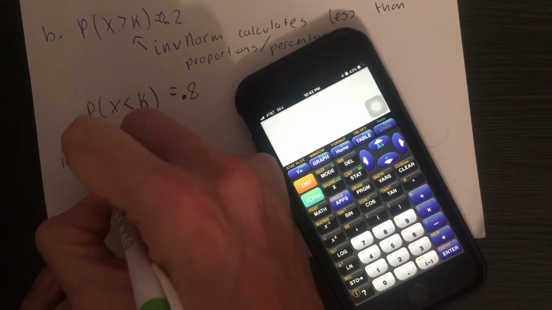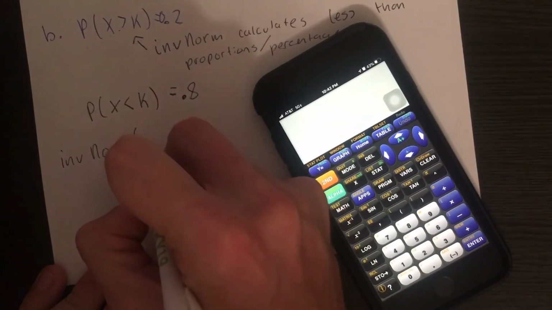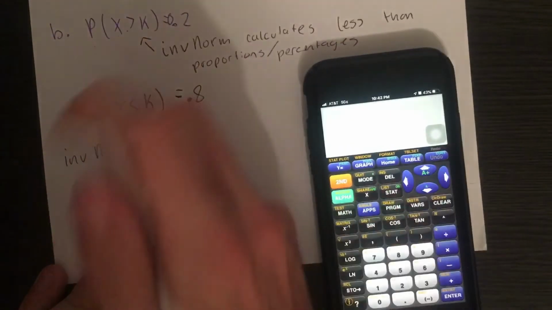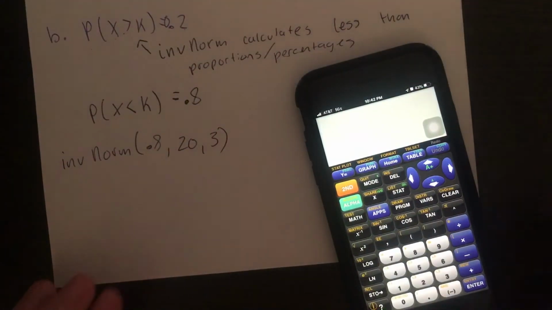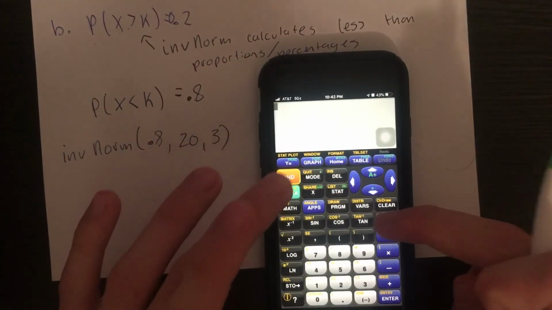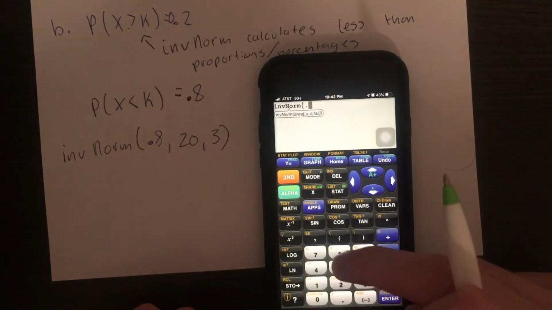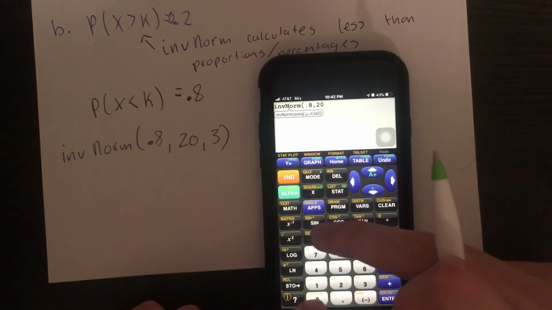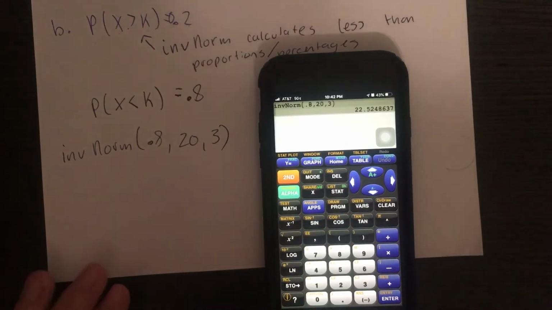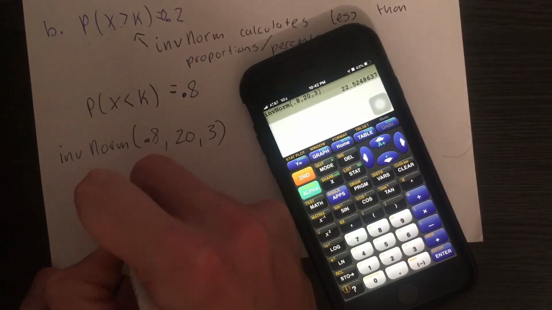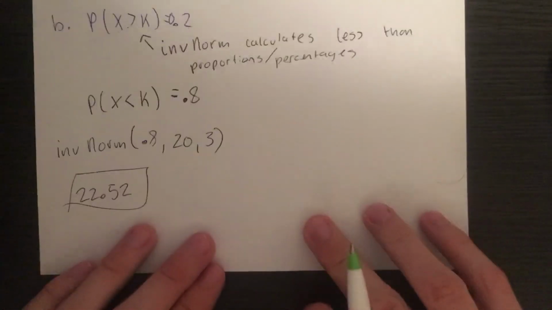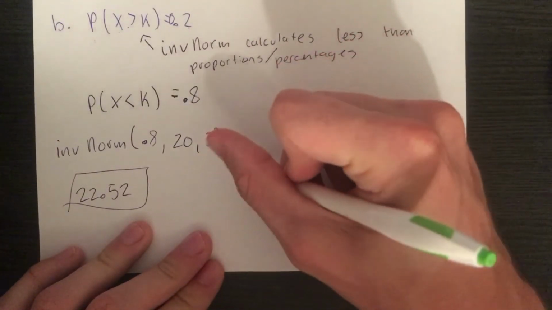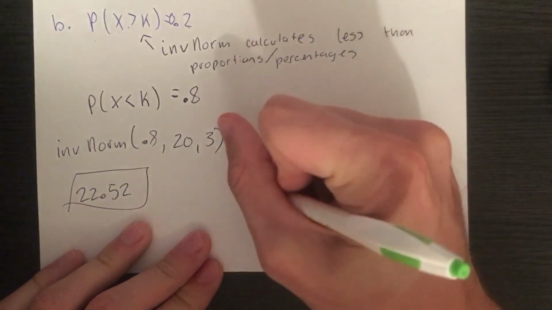So again, we're going to write a function here. We're going to do the inverse normal distribution with an area of 0.8, a mean of 20, and a standard deviation of 3. So if you hit second distribution, we go to inverse norm. We're going 0.8, comma, 20 is the mean. The standard deviation is 3. And that's going to give us a data point of 22.52.